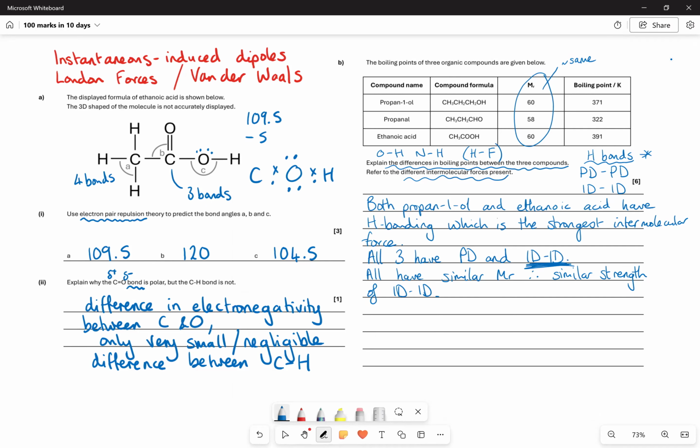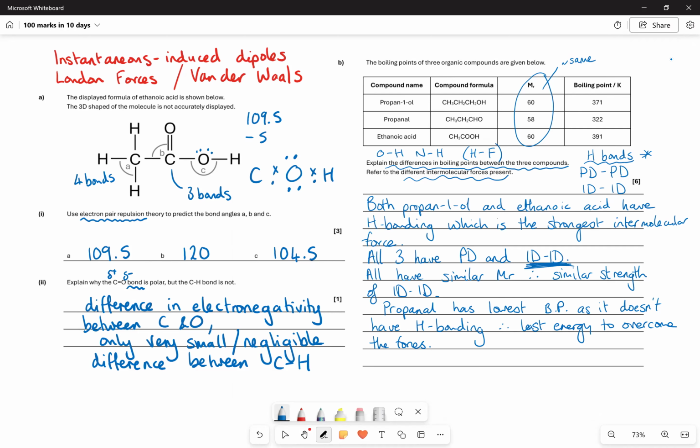So therefore we can say that propanal has the lowest boiling point because it doesn't have hydrogen bonding. And since we've already said that hydrogen bonding is the strongest, I don't need to repeat myself. I will talk about energy. So therefore the least energy to overcome. Remember, we would rather use the word overcome than break if we're talking about intermolecular forces, not bonds. The forces.